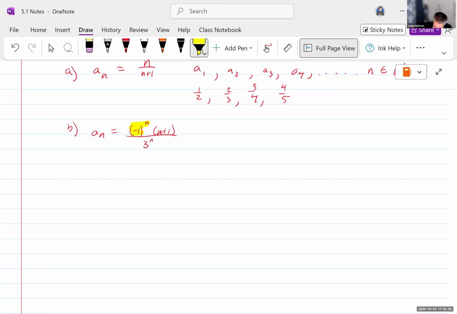Okay, so that -1 to the nth power, again, if n is an even number, it becomes a positive 1. If it's an odd number, it becomes a -1.